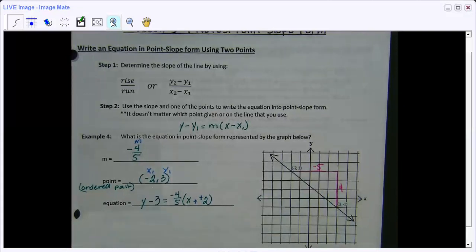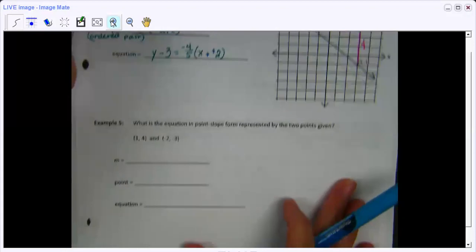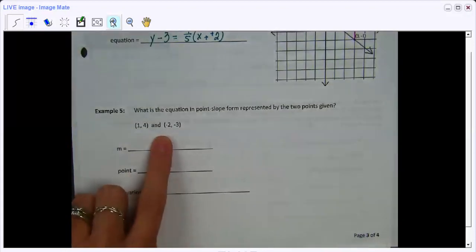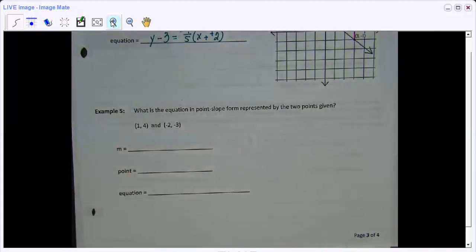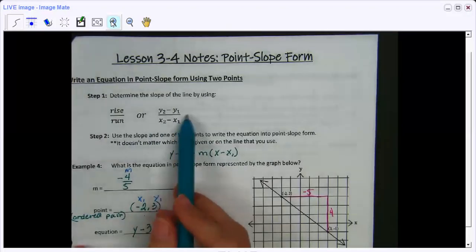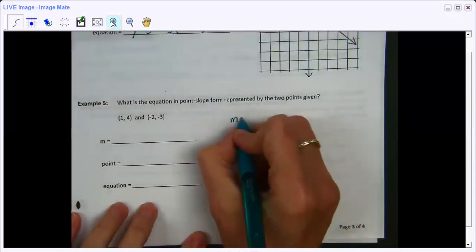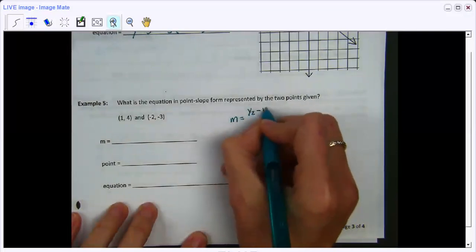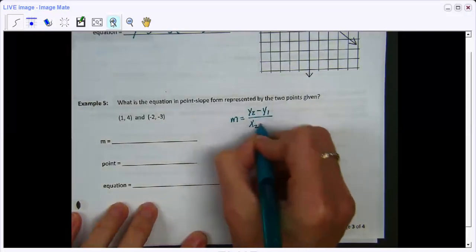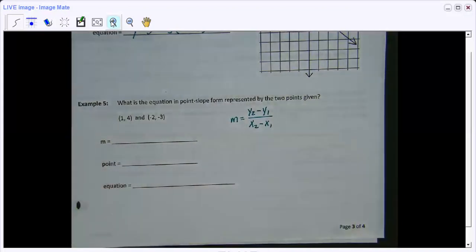form. Now, what if you didn't have a graph, but you only had the 2 points, your 2 ordered pairs? A lot of students would say, well, I would graph them and then find the slope. But you need to be familiar with using the slope formula. Remember, the slope formula, it's up here, y2 minus y1 over x2 minus x1. So I'm going to use this slope formula to find my slope. And then I'll use my first point to write my point slope formula.